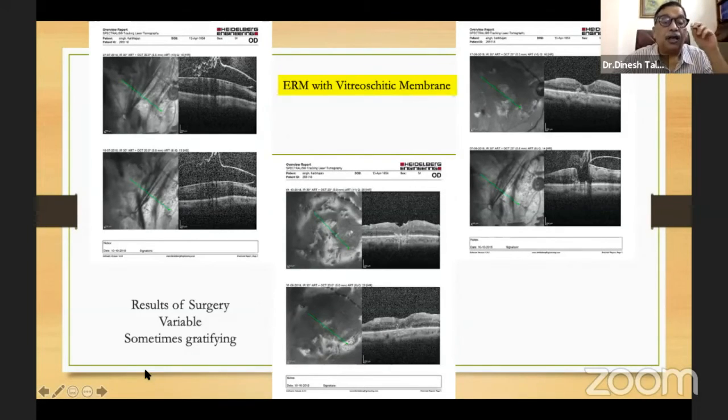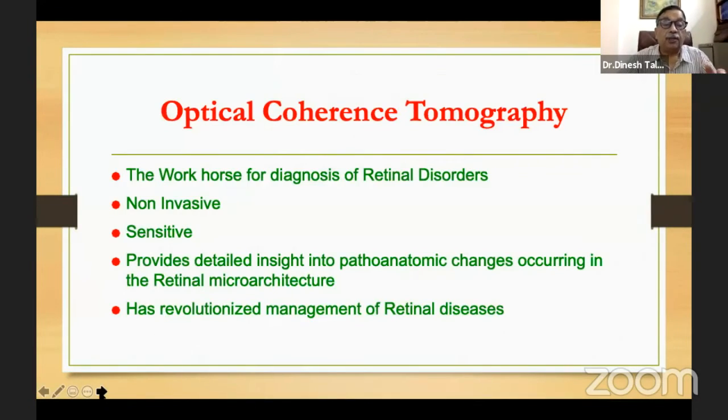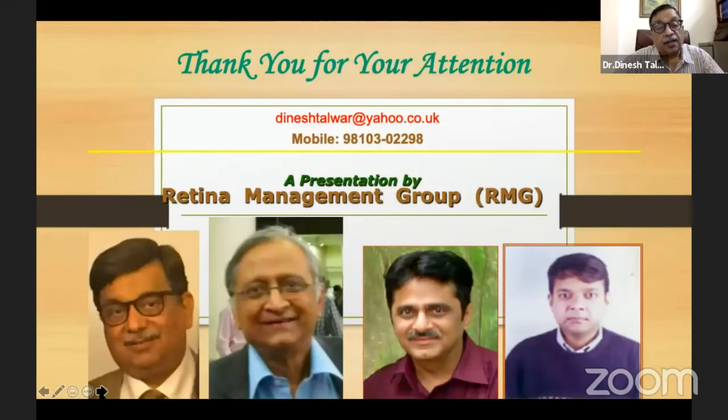So OCT can help you to see how your patient is doing, predict, as well as tell you when more treatment is needed. So, ladies and gentlemen, to conclude, OCT is the workhorse for diagnosis of retinal disorders. It's non-invasive, sensitive, provides detailed insights into the pathoanatomic changes occurring in the retinal microarchitecture, and has really revolutionized the management of retinal disorders. Thank you very much for your attention.